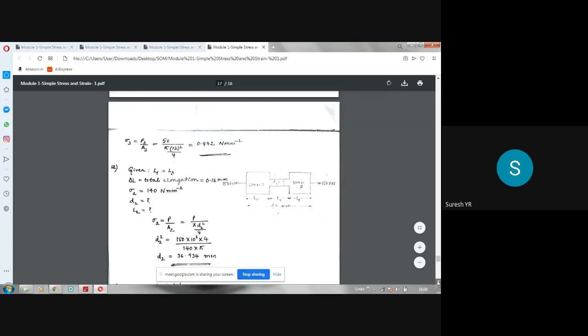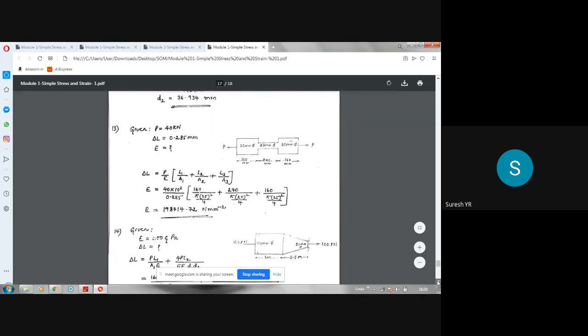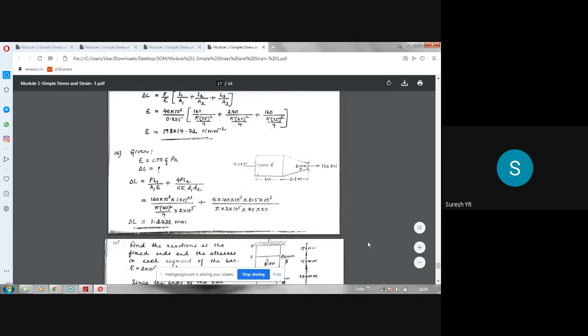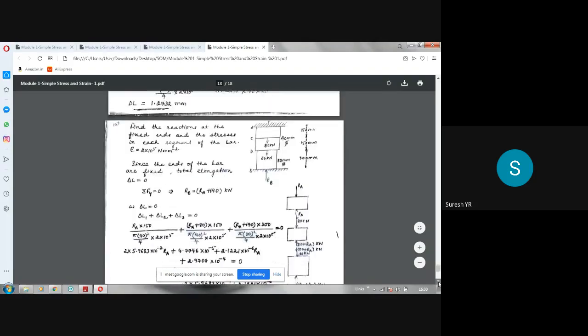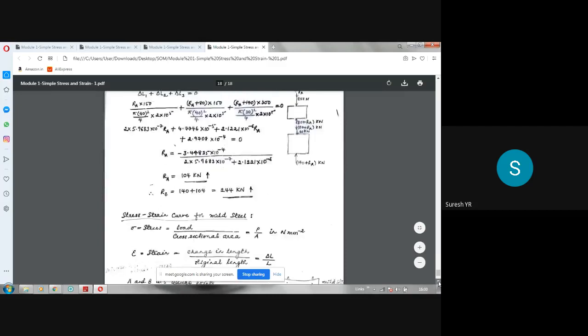Same problems you can work out. Here, see, one uniform bar is there, then a tapering bar is there. We have to apply the PL by AE formula for this. We have to apply 4PL by pi E D1 D2 for this. So the total elongation is the sum of these two. All these types of problems I have covered.